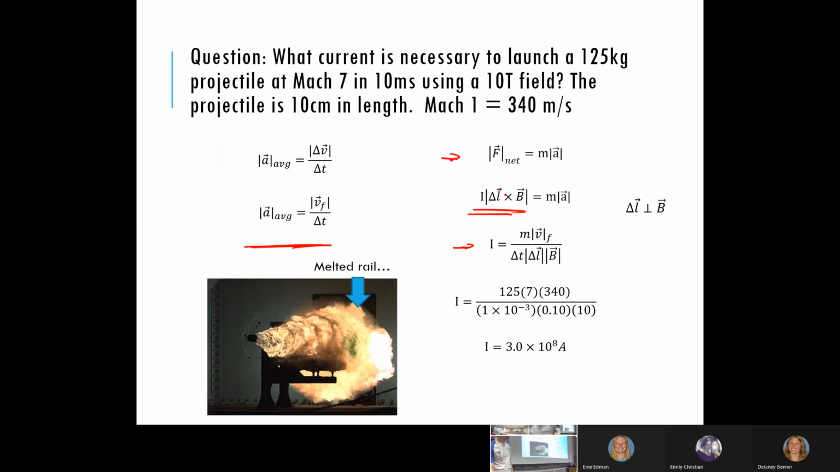Yeah, melted rail coming out the backside. Seems kind of odd that you'd build something that's self-destructing.